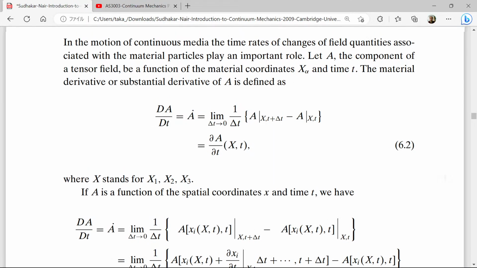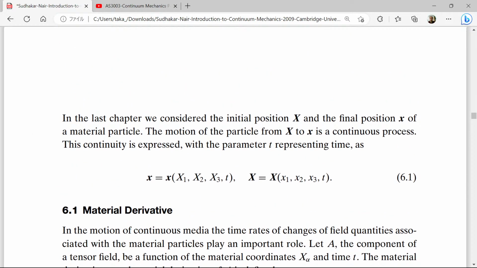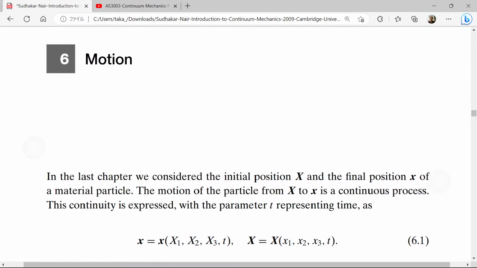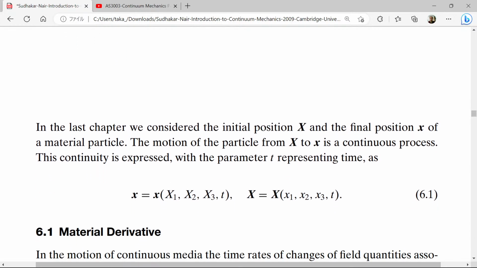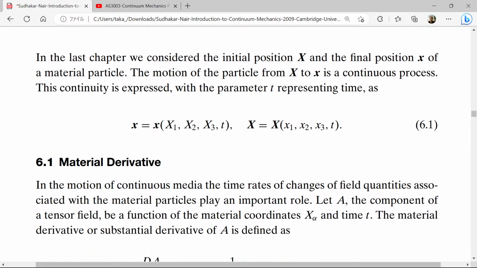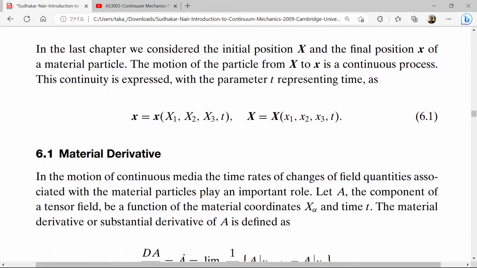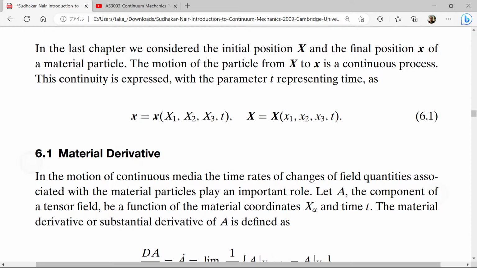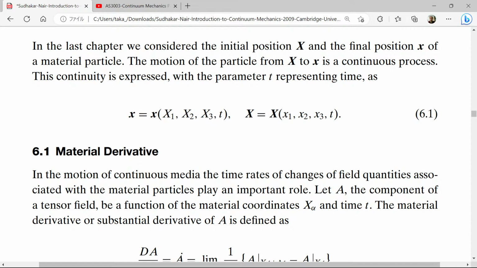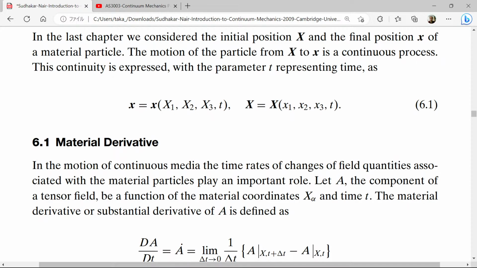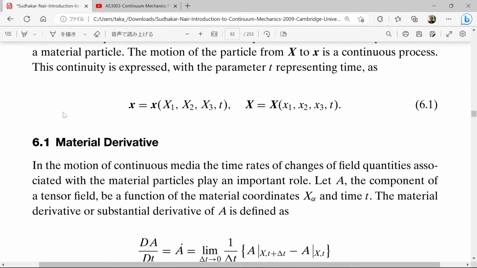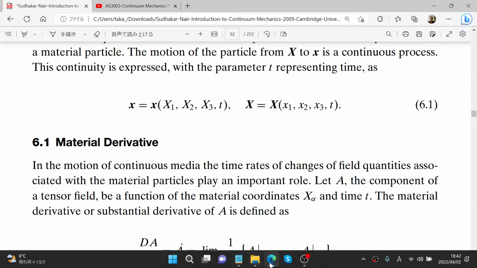Okay, I can move to chapter 6, motion. In the last chapter, we considered the initial position large X and the final position small x of a material particle. The motion of the particle from large X to small x is a continuous process. This continuity is expressed with the parameter t representing time this way.